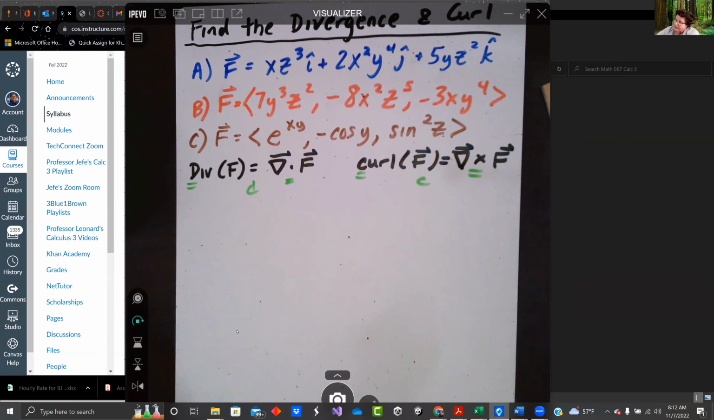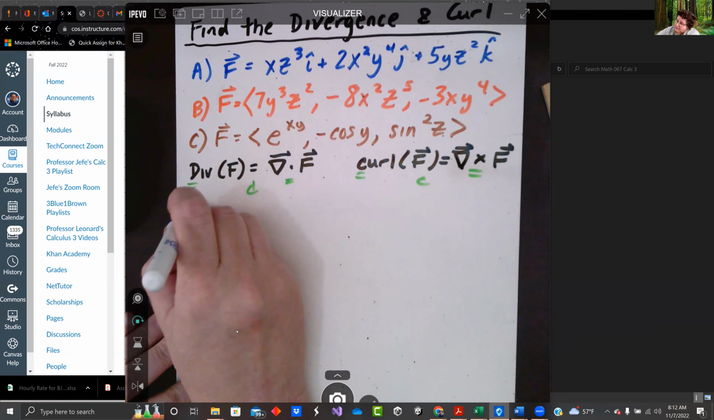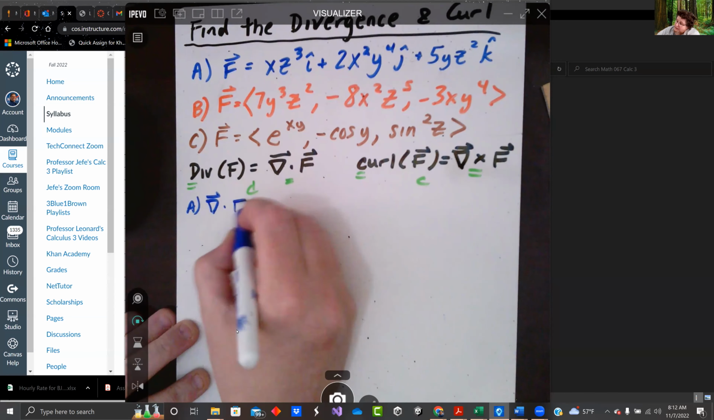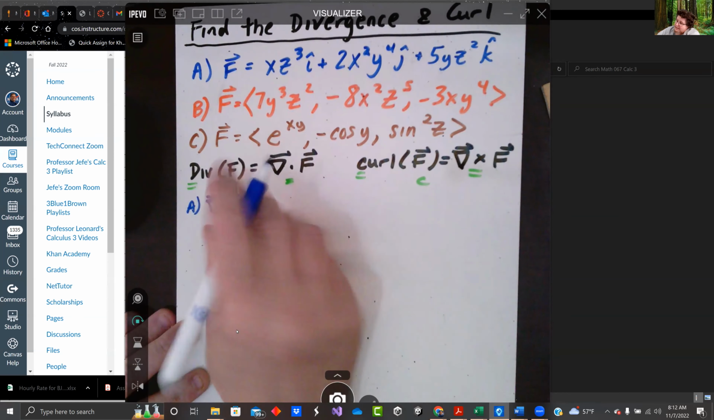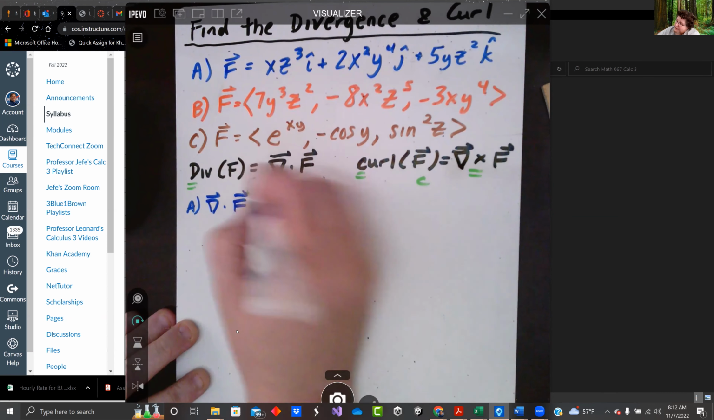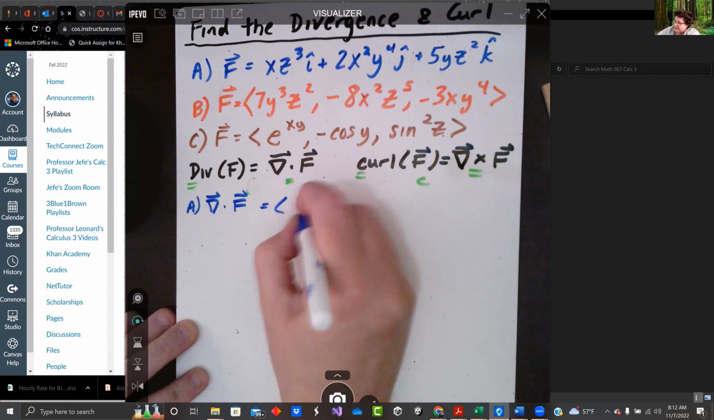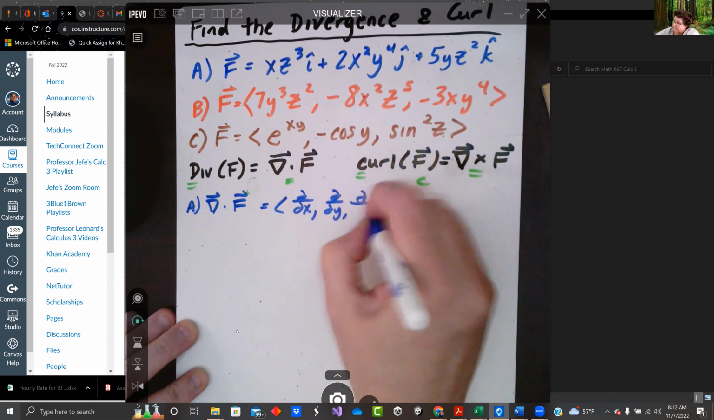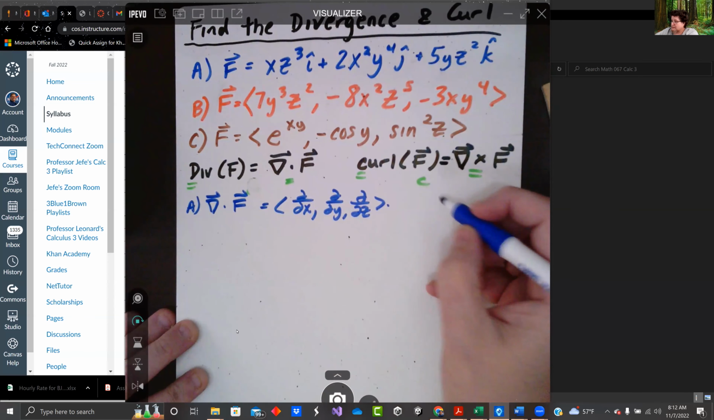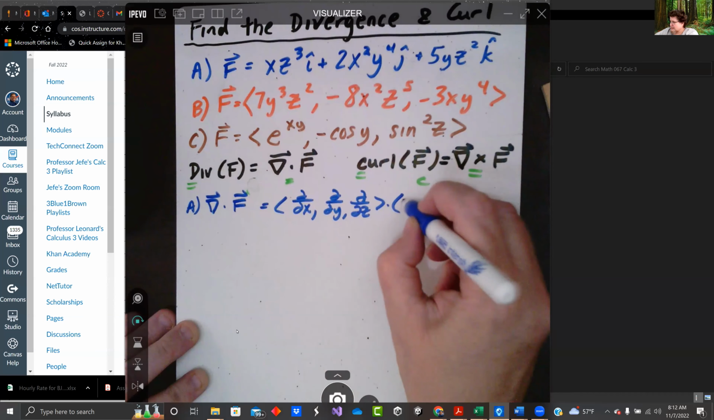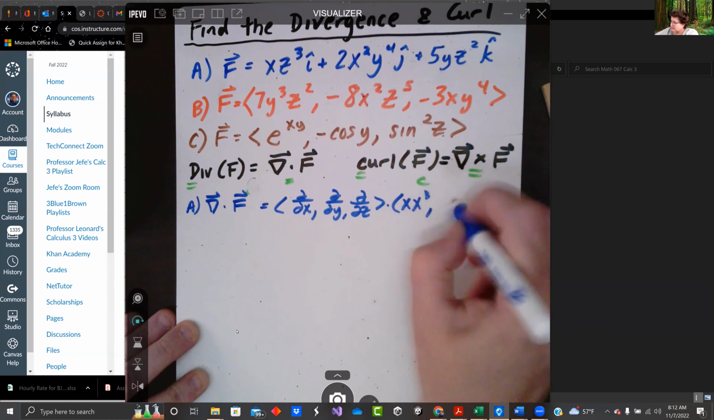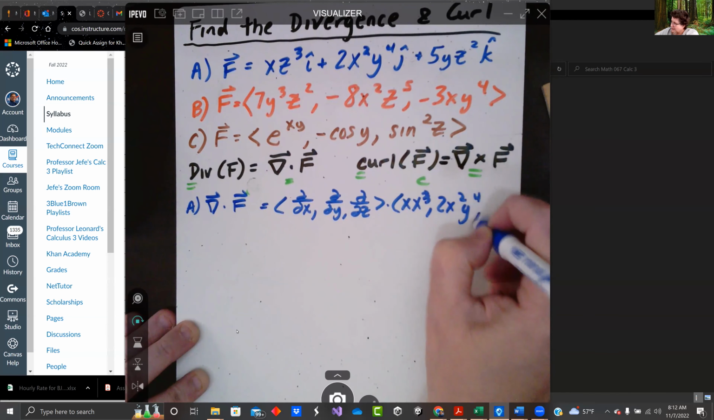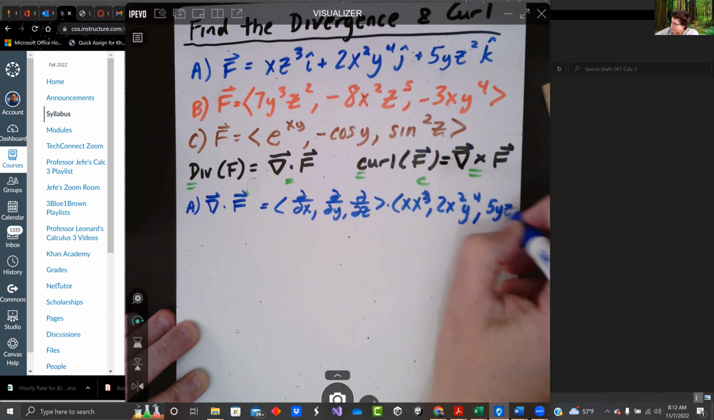All right, so for A, we've got the divergence of F. If you forget, the del operator or nabla is d/dx, d/dy, d/dz as a vector. And I've got xz cubed, 2x squared y to the 4th, and 5yz squared.